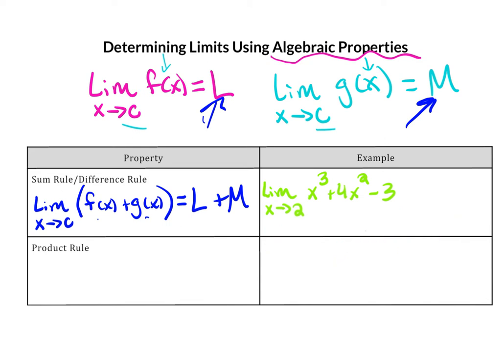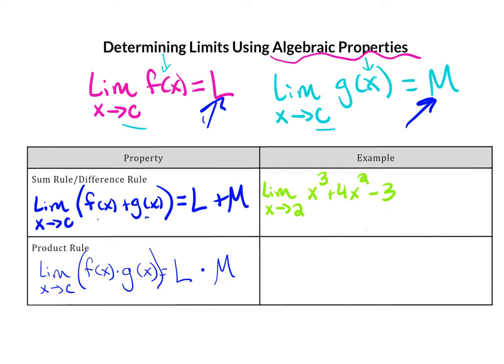Okay, and now same idea for the product rule. If I have the limit as x approaches value c of f of x times g of x, that will be equal to the limit of f of x times the limit of g of x.